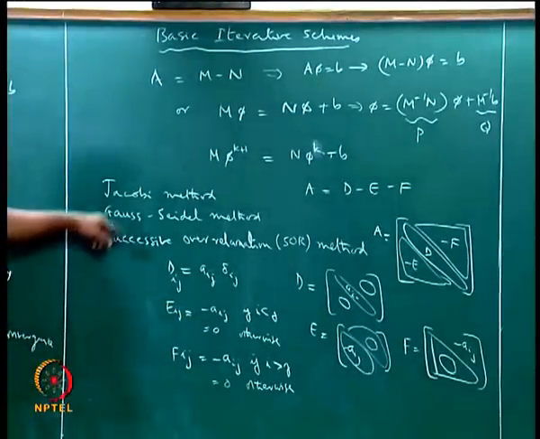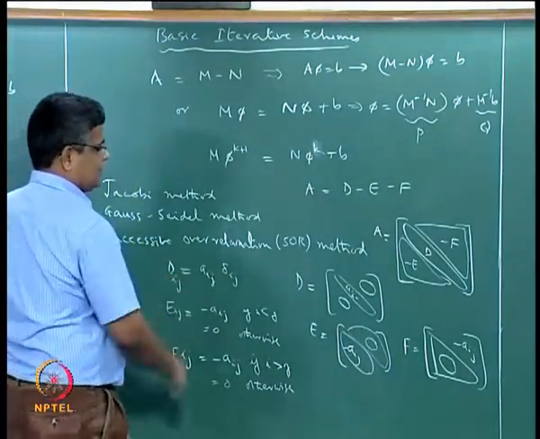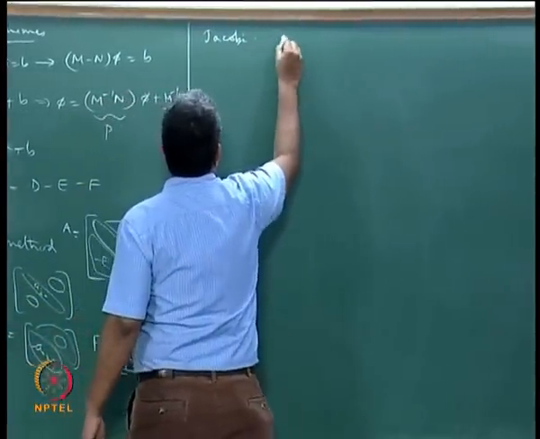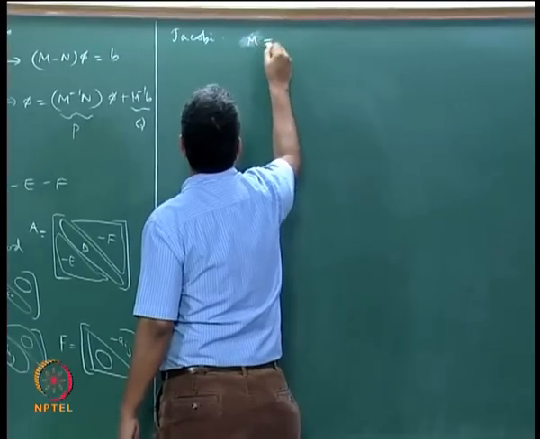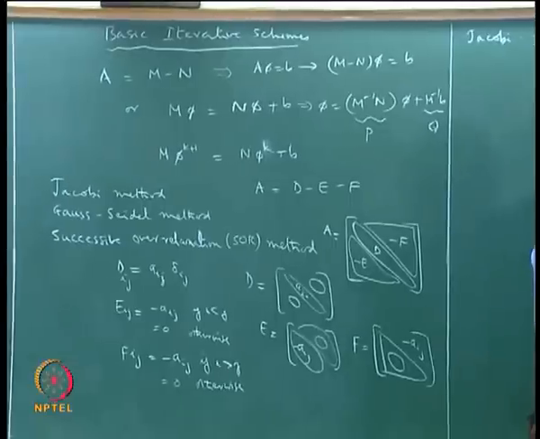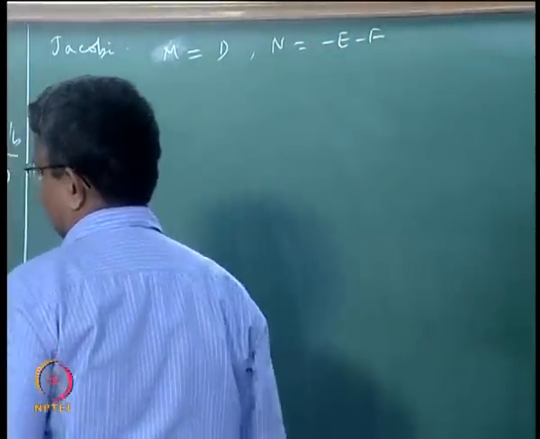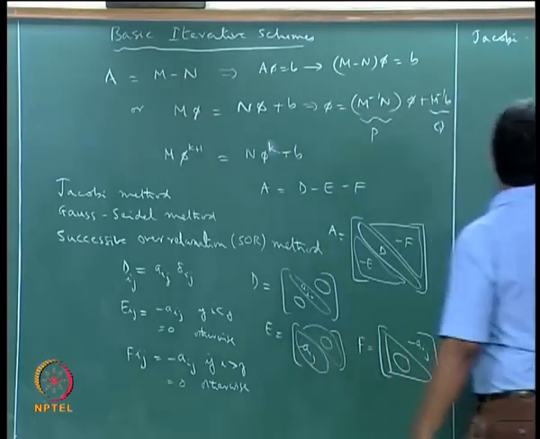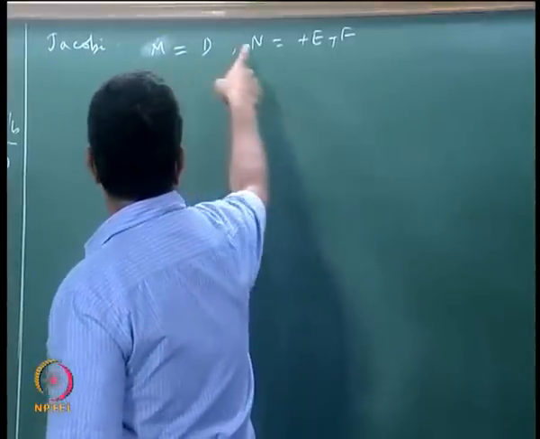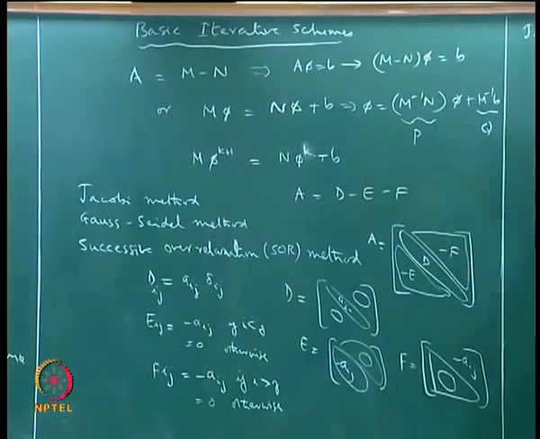Okay, so with this basic thing we can say that in the Jacobi method, M is equal to D and N is equal to minus E minus F. When we put it like this, N is equal to E plus F, so that when you put M minus N, this becomes D minus E minus F, and that is what this is.